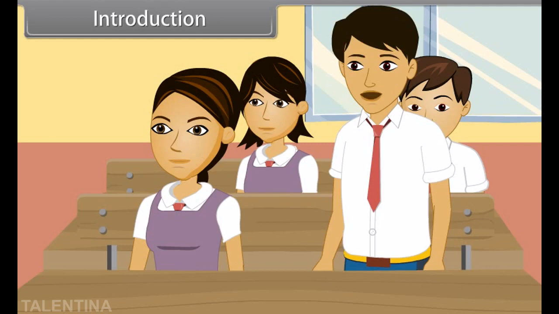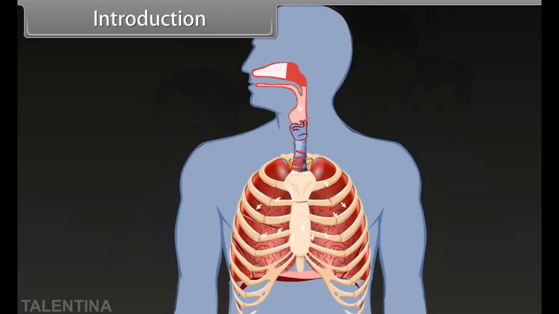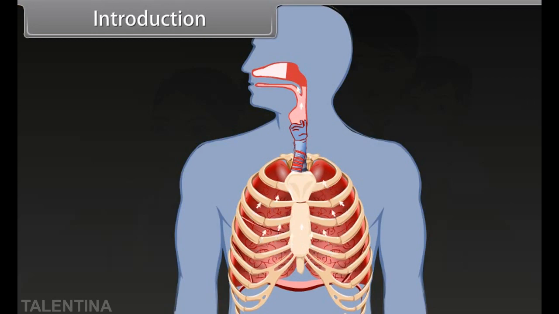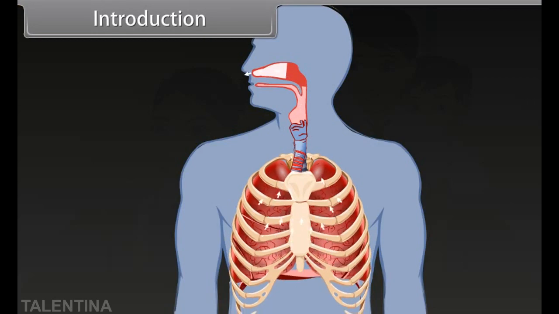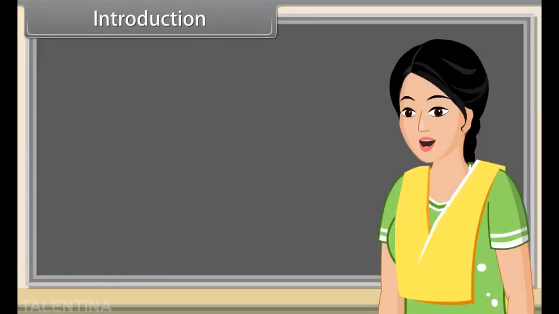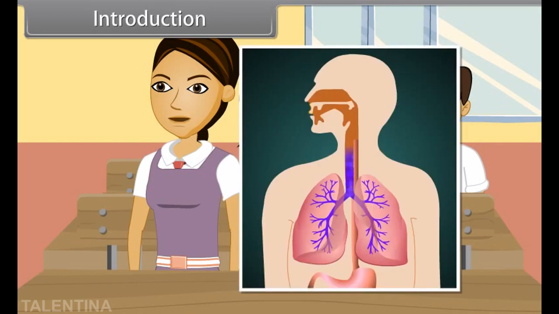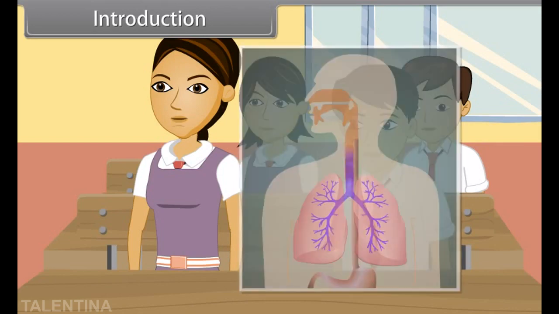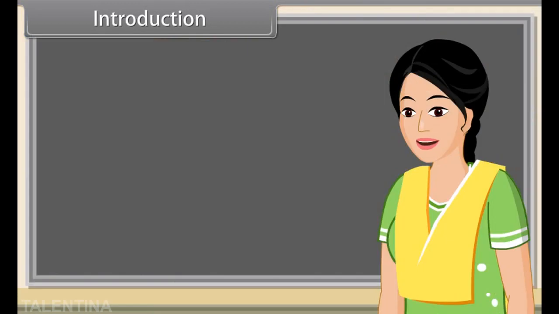Ma'am, breathing is a process in which air is inhaled due to muscle contraction and then exhaled due to muscle relaxation. Very good, Rahul. And what are the respiratory organs in humans? Ma'am, humans have lungs which help them to exchange gases with environment. Very good, Rekha. And what are the respiratory system disorders?